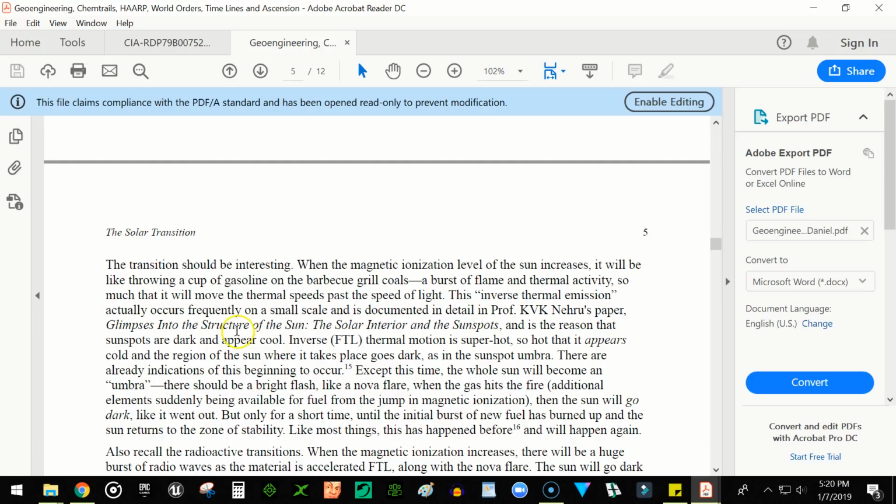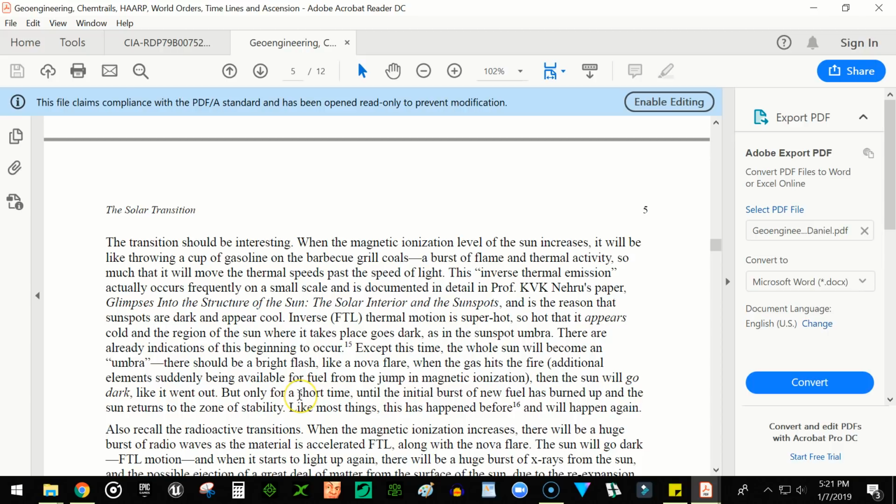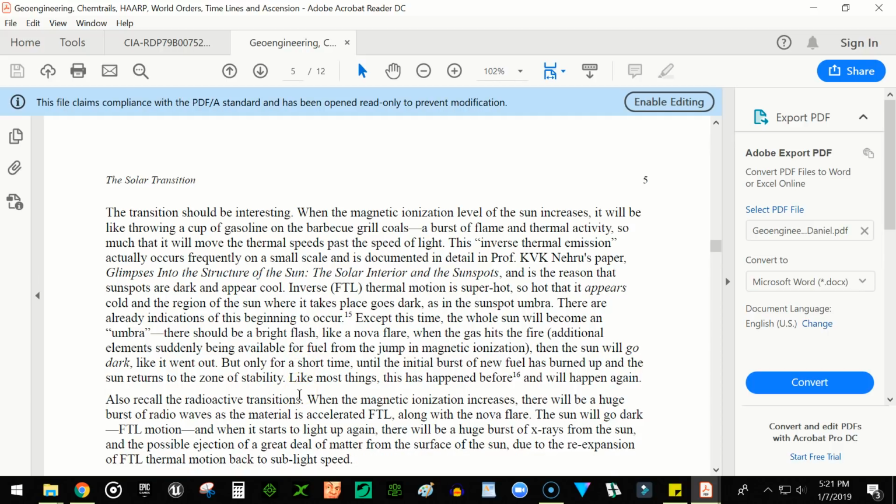This inverse thermal emission actually occurs frequently on a small scale and is documented in detailed proof in K.V.K. Nehru's paper, Glimpses into the Structure of the Sun, the Solar Interior, and the Sunspots, and is the reason that sunspots are dark and appear to cool. Inverse, faster than light, thermal motion is super hot, so hot it appears cold, and the region of the sun where it takes place goes dark, as in the sunspot umbra. There are already indications of this beginning to occur. Except this time, the whole sun will become an umbra. There should be a bright flash like a nova flare when the gas hits the fire, additional elements suddenly being available for fuel from the jump in magnetic ionization.